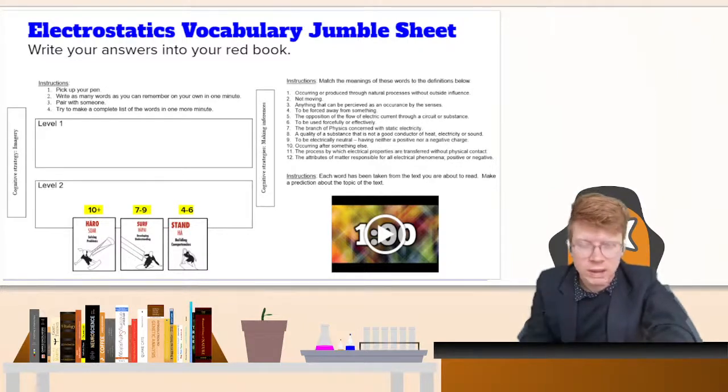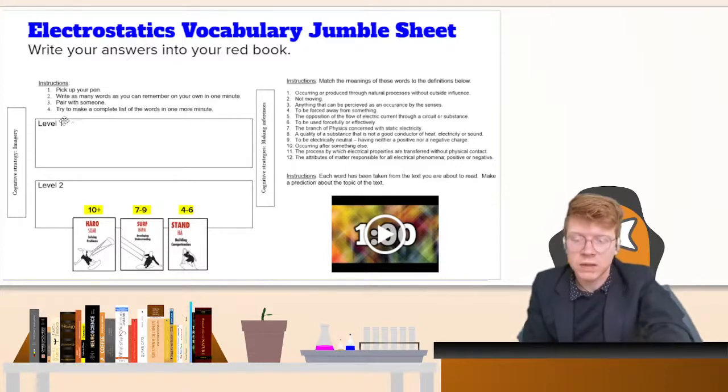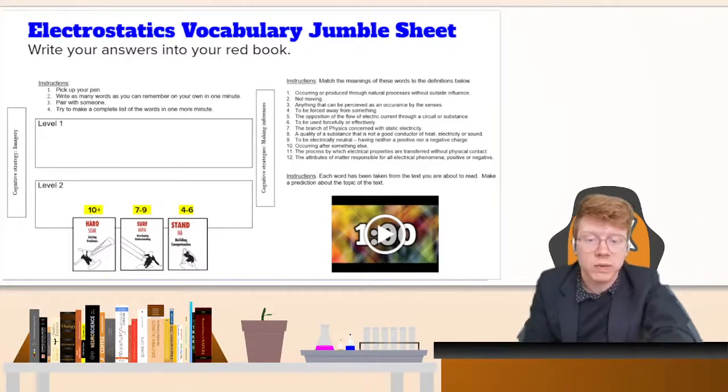I'd encourage you to give it a little bit of a go, and you can upload a little photo of this if you'd like to, or just type in what answers you were able to get. This is just a little bit of a test for yourself, and see if you can match the meanings of those terms with those term lists over there.